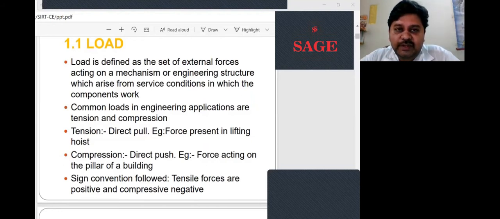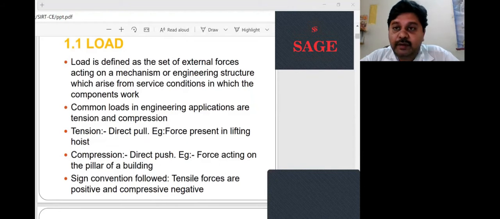Today we are discussing simple stress and strain. What is simple stress and what is simple strain? Before starting simple stress and strain, first we will discuss the load. What is load? Basically, load is defined as the set of external forces acting on a mechanism or engineering structure, which arises from the service condition in which the components work.